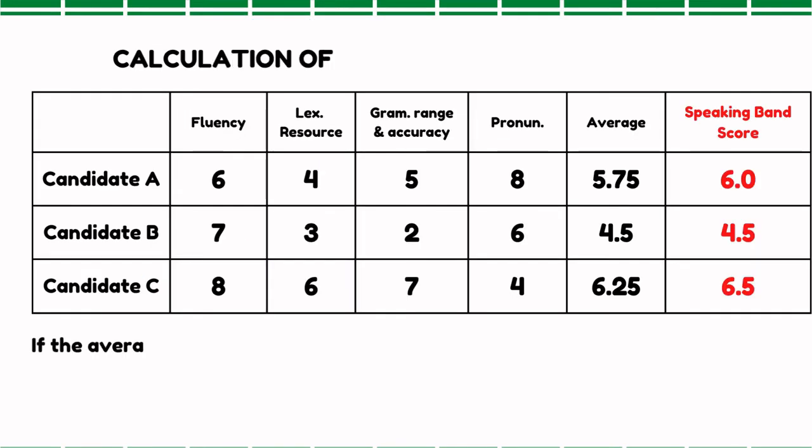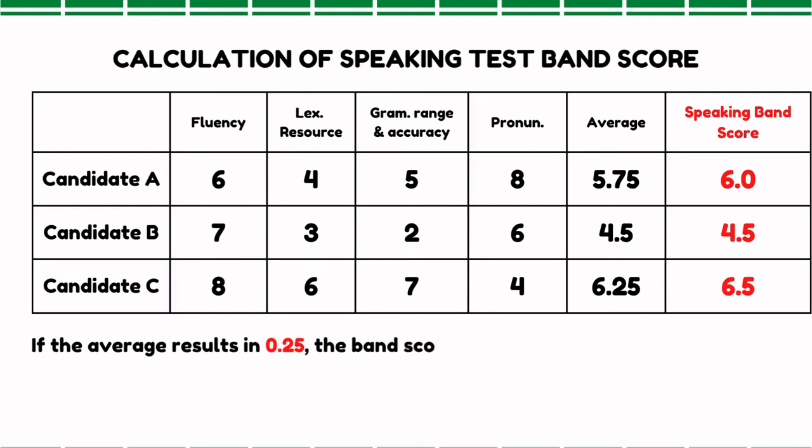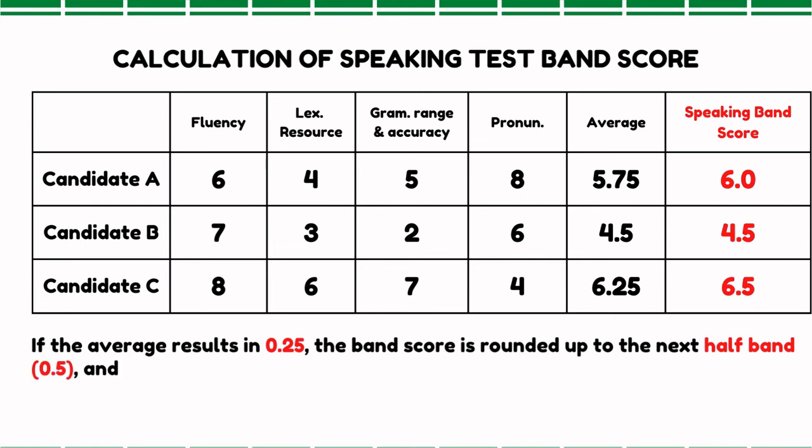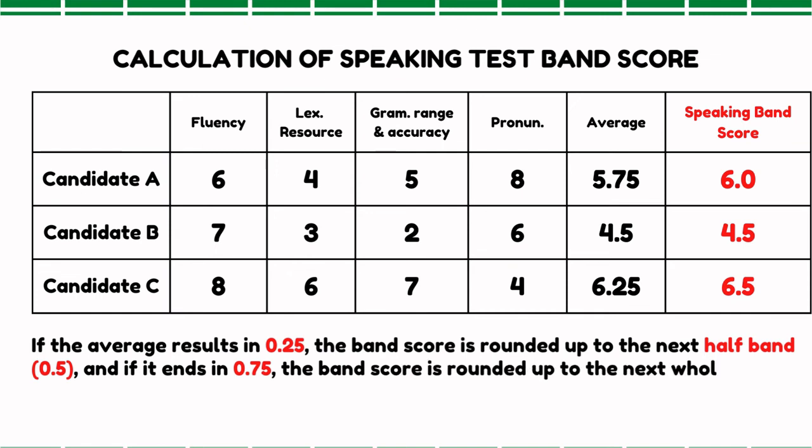The last thing we will talk about is how the speaking section score is calculated. Now, this is a sample result of 3 candidates, A, B, and C. So for candidate A, you will calculate the average of the scores, and the average is calculated by adding all the scores and dividing by 4. So when divided by 4, the candidate had 5.75.